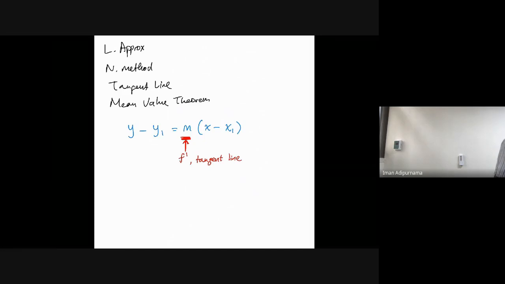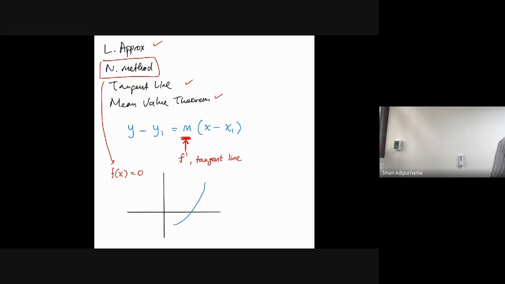Okay. So the tangent line, mean value theorem, and linear approximations are all based on just this linear equation. How about Newton's method? It's also the same, but Newton's method works when the intercept is 0, because the purpose of Newton's method is to find the roots of some functions like that.